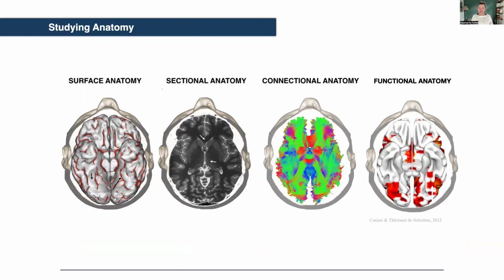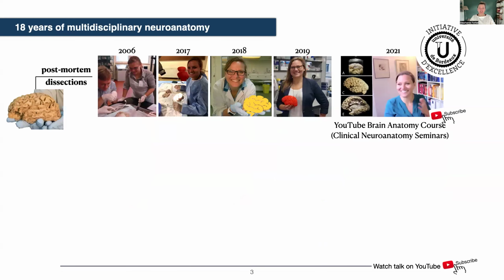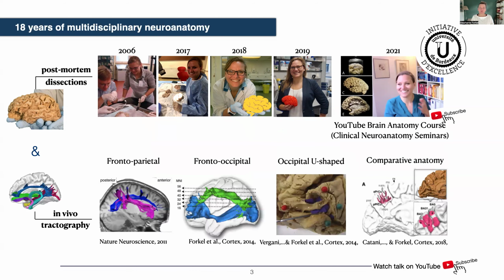Now, there are many different ways we can look at the brain: the surface, the subcortical structures, the connections, and the functions. But there are really only two methods we have available to look at the white matter connections in the brain. The first one is called Klingler postmortem dissection, which is a rather invasive and laborious method to study the white matter. And the second one is based on diffusion-weighted imaging.